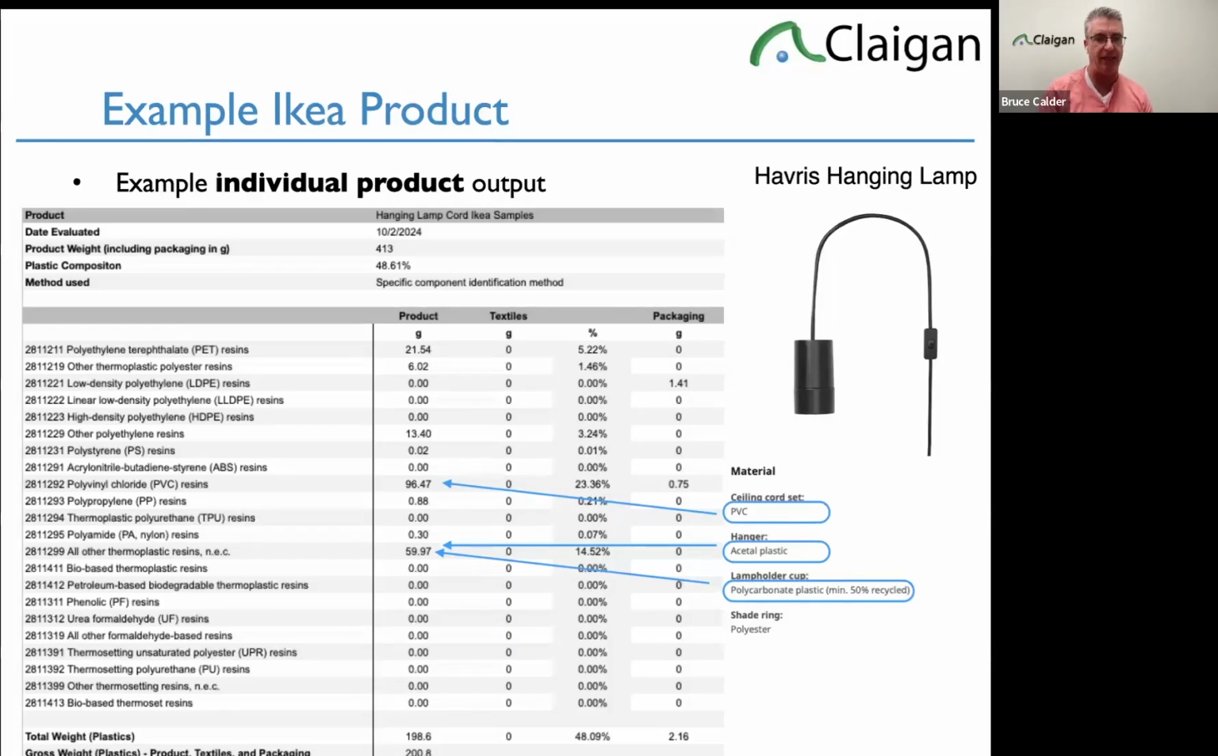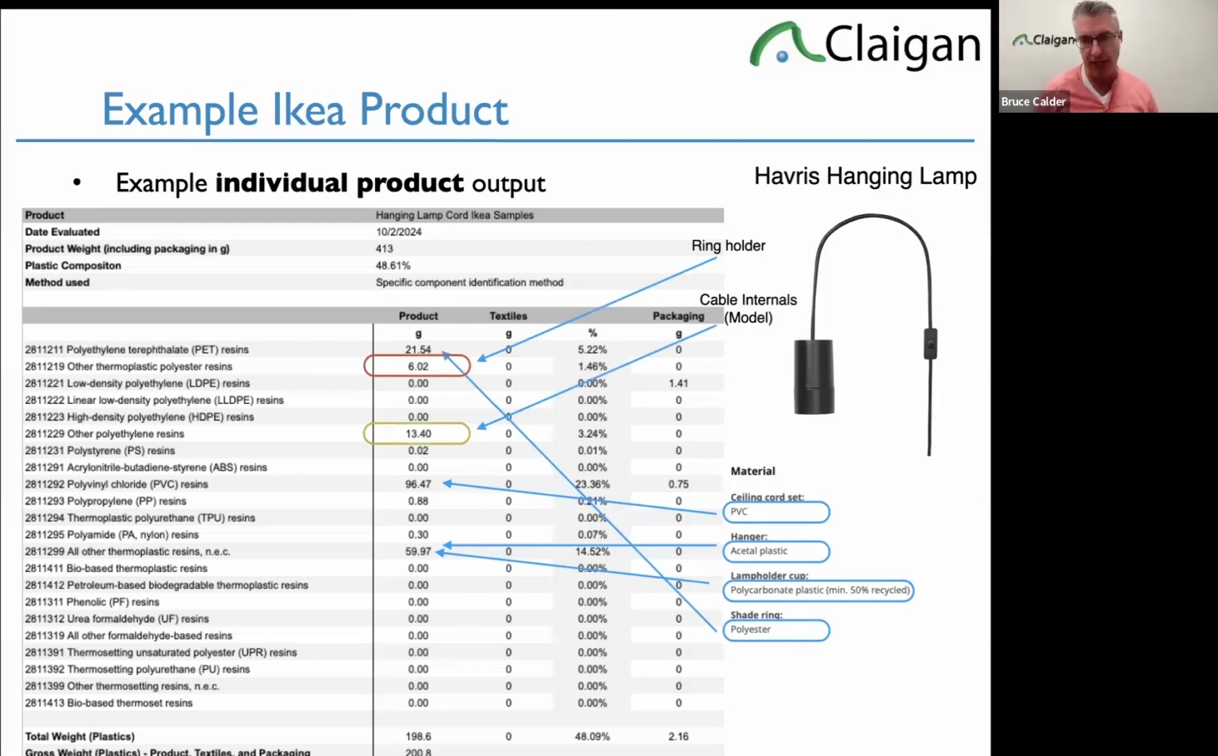Polycarbonate and POM, acetyl, actually don't have their own categories. They're in the other thermoplastic. The shade ring is polyester, right there, 21 grams. So those are the bigger pieces. There's a few other pieces in it. The ring holder isn't on the website, which is fine. There's a ring holder at the base. It's actually polybutylene terephthalate, which is another polyester.